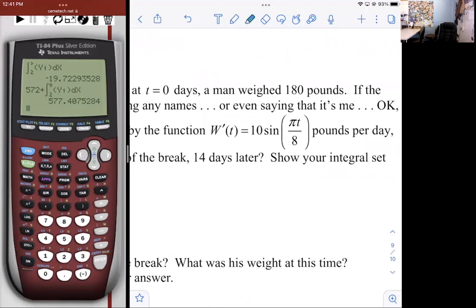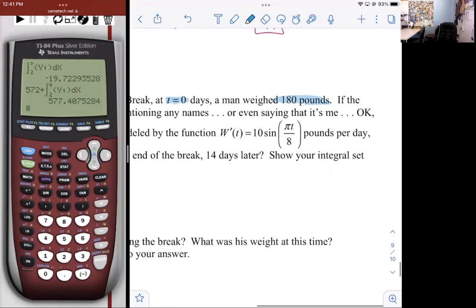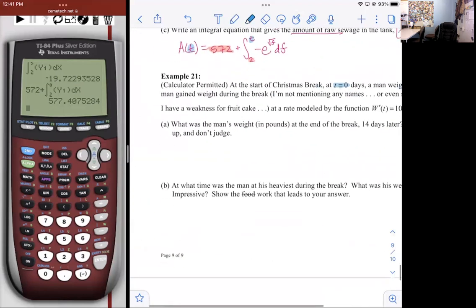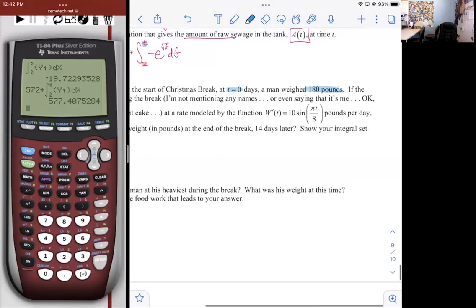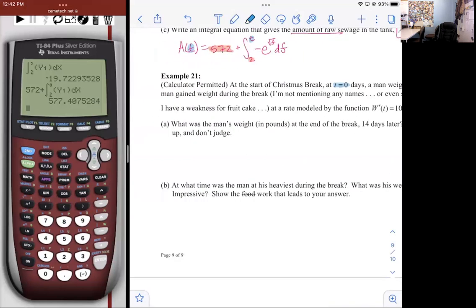So now, Hank, and I only say Hank because you brought it up. Now, our initial condition is corresponding with the initial time, right? T equals 0. That is nice when that happens. If the man gained weight during the break, and I'm not mentioning any names or even saying that it's me, I have a weakness for fruitcake, and I do love my Aunt Janice's fruitcake. She calls it date loaf, but it's got cherries in it. It's good.